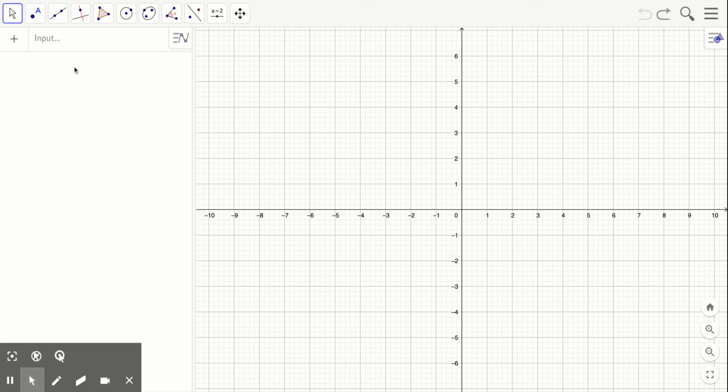Welcome. Today's lesson is on circles and the equations of circles. I'm in a program called GeoGebra. It's absolutely free. You could load it up, geogebra.org. Play around with this yourself. But the equation of circles is very simple.